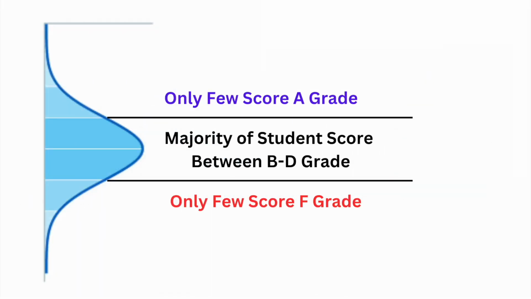Let's say in a classroom a test is conducted for all the students. The majority of the students will score between B and D grade, right? And only a few people will score A or F grade. Similarly, data is represented in this type of distribution. So now it is a normal distribution, right? The key to understanding market profile lies in correctly reading this information.